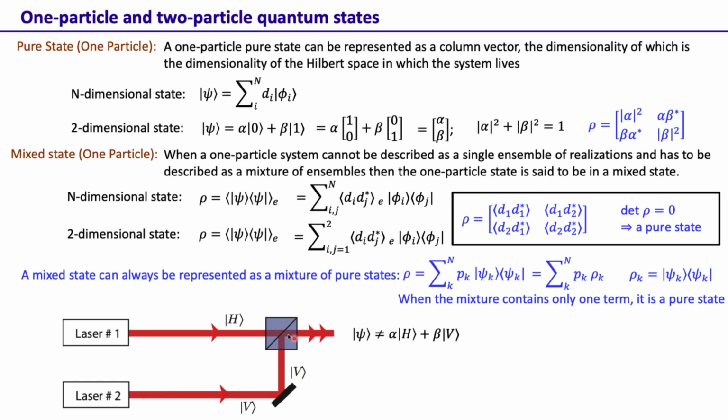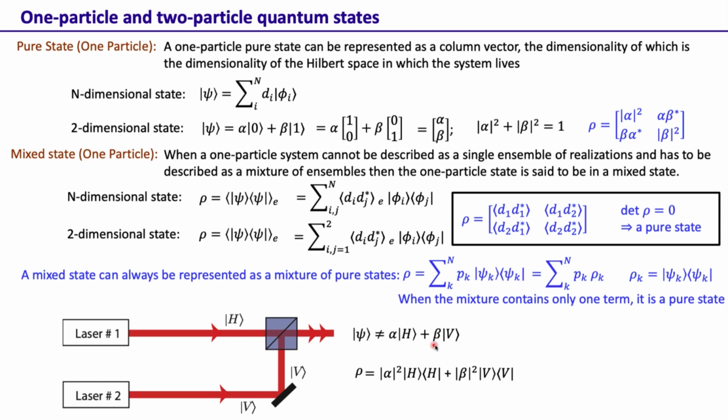And if you mix these two at the beam splitter, then the state right after the beam splitter, we cannot write as alpha H plus beta V. This is because this is not a coherent superposition, because there is no phase correlation between this laser and that laser. So the state that comes right after the beam splitter, we can only write as a density matrix containing a mixture of pure states, this H state and this pure state, a vertically polarized photon. So this is a mixture.